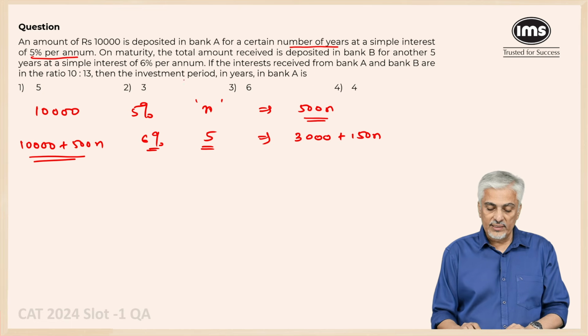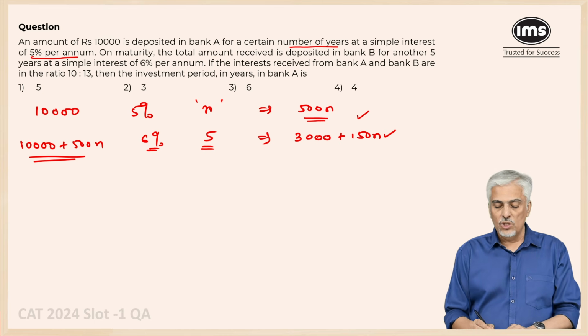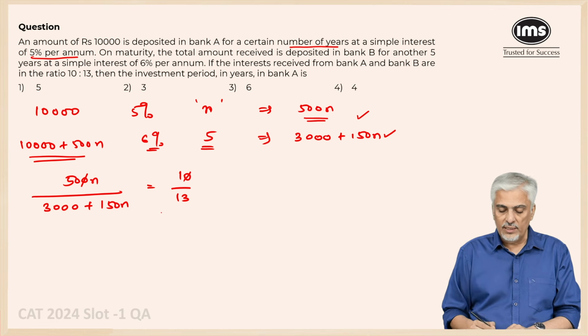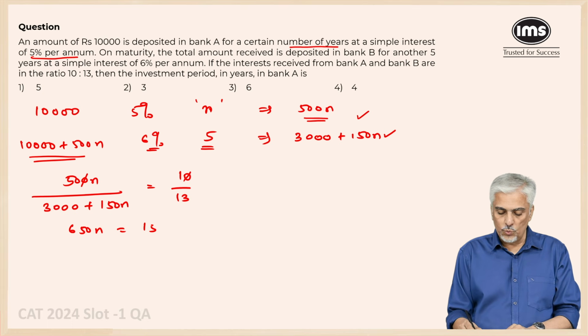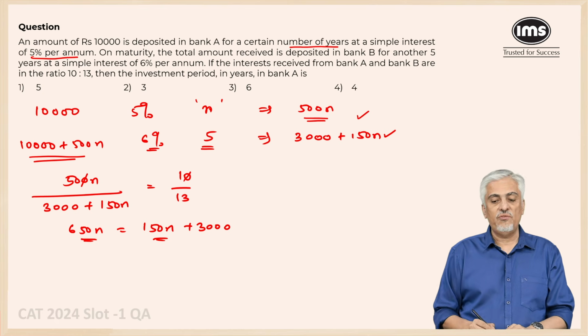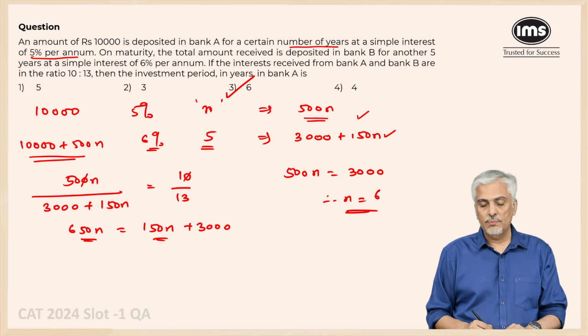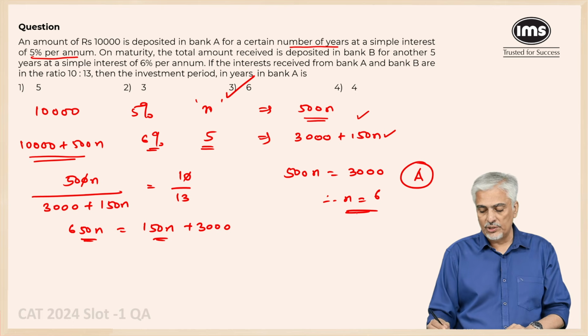What have they said after that? If the interest received from bank A and bank B are in the ratio of 10:13, so both the interest, 500n upon 3000 plus 150n, is in the ratio 10:13. 100 cut, cross multiply, 50 into 13 is 650n, is 150n plus 3000. 650n minus 150n is 500n, is equal to 3000. Therefore, n is equal to 6, which is the third option. No doubt about it, level A question.